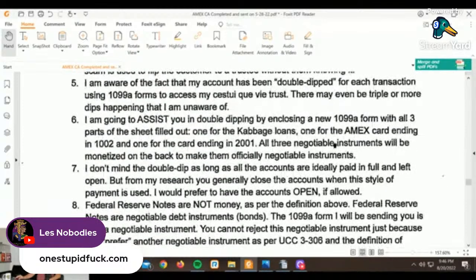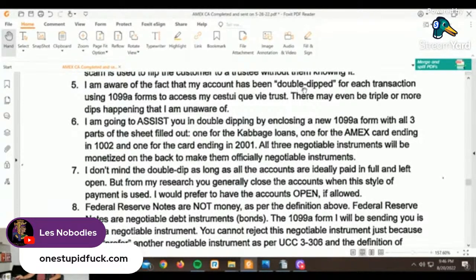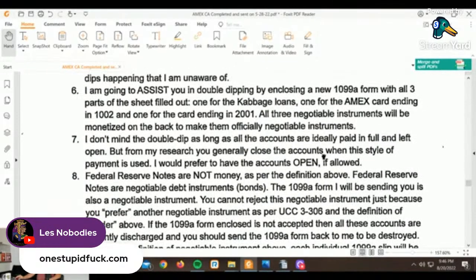Number 5, I am aware of the fact that my account has been double dipped for each transaction using 1099-A forms to access my Sesta KV trust. There may even be triple or more dips happening that I am unaware of. Number 6, I am going to assist you in double dipping by enclosing a new 1099-A form with all 3 parts of the sheet filled out.